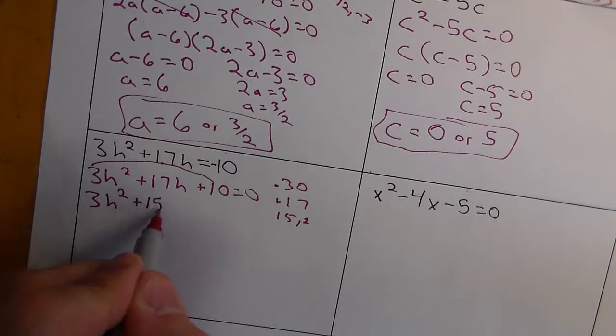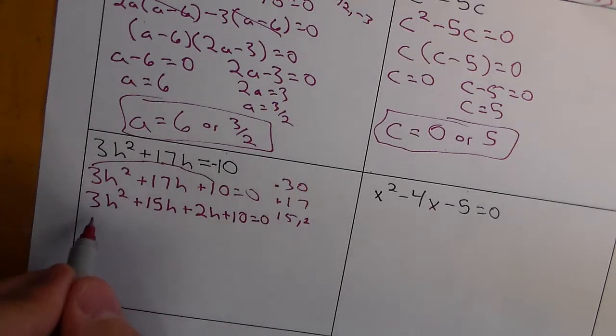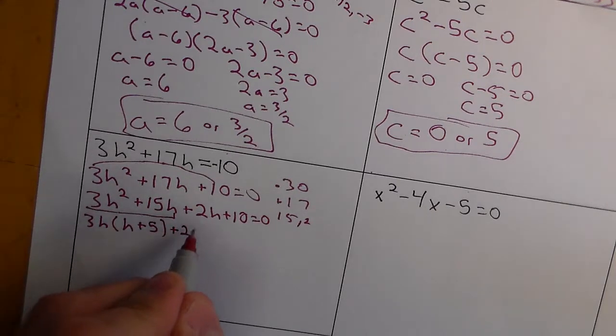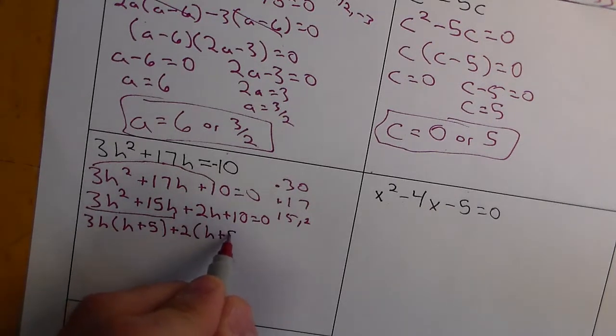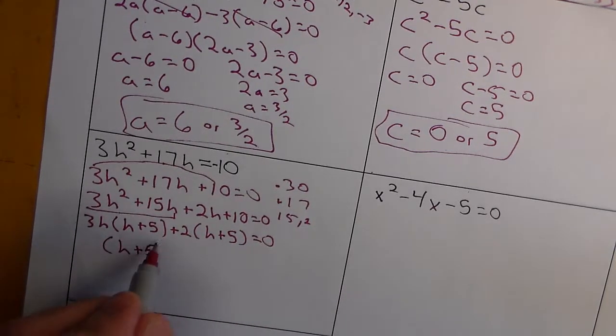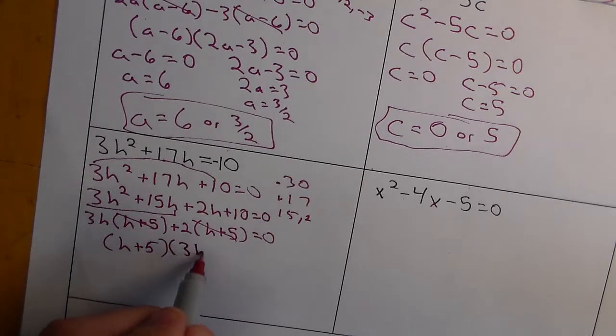3h squared plus 15h plus 2h plus 10. We're going to take out a 3h from our first two terms, and it leaves me with h plus 5. We take out a 2 from the last two terms, it leaves us with h plus 5. H plus 5 is the common term. Leaves you with 3h plus 2.